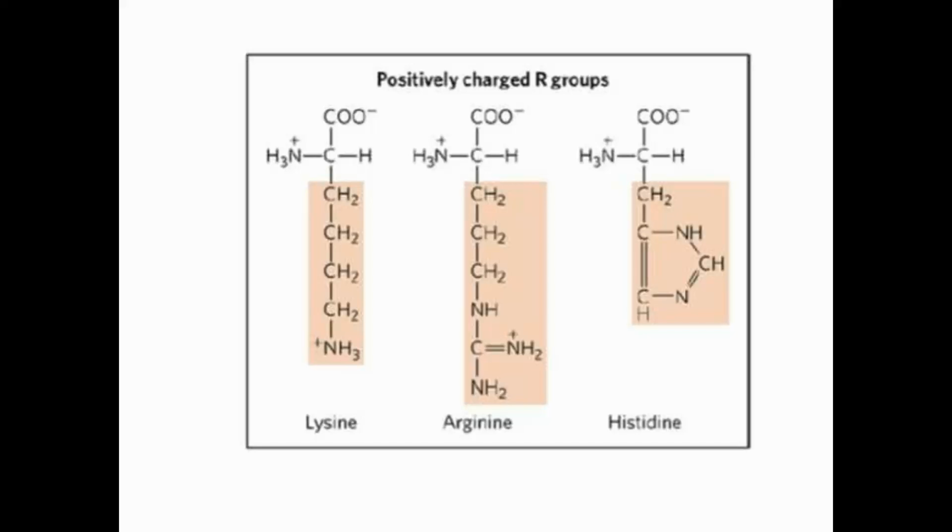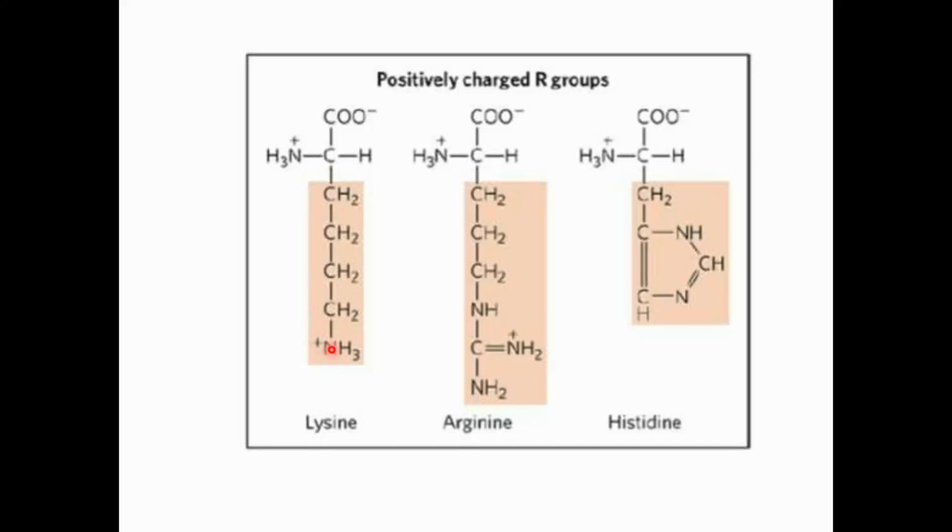Now we have positively charged amino acids. We have three positively charged amino acids in nature: lysine, arginine, and histidine. And we can again see that all three amino acids have the same three groups, amino, carboxylic, and hydrogen, and the difference is in the highlighted portion, that is the R group. Now we are going to see why these are positively charged. These amino acids have an R chain that has a positively charged group.